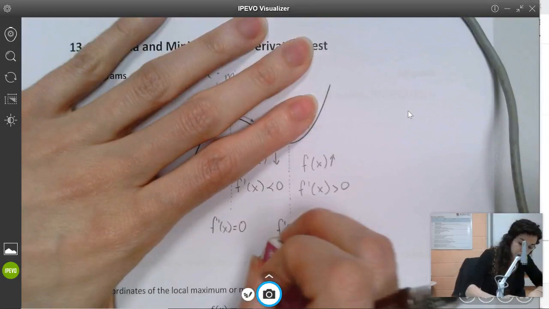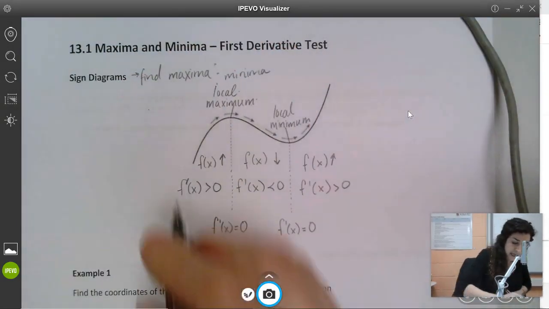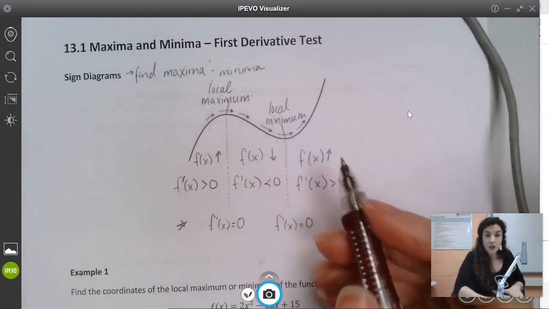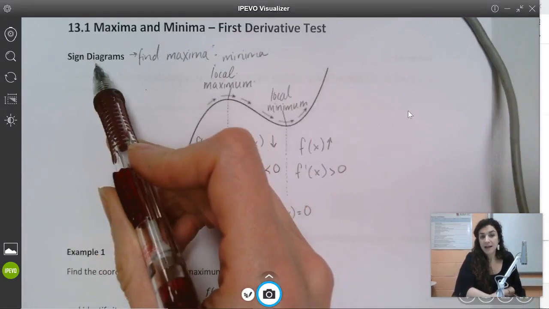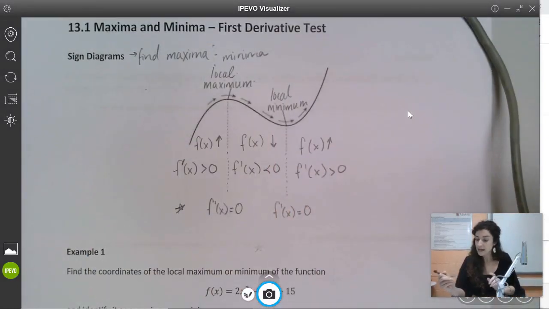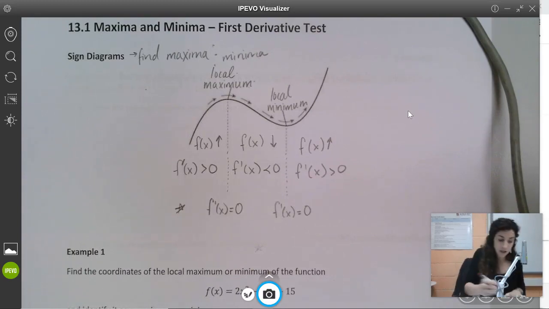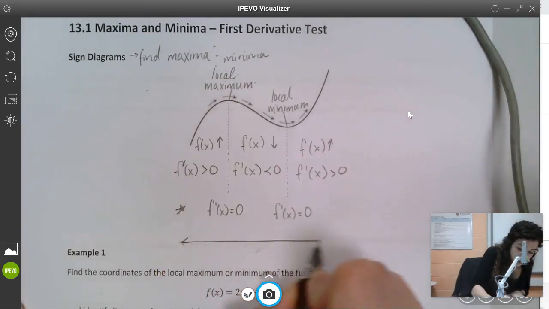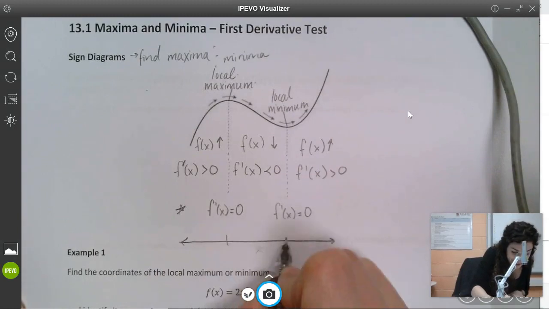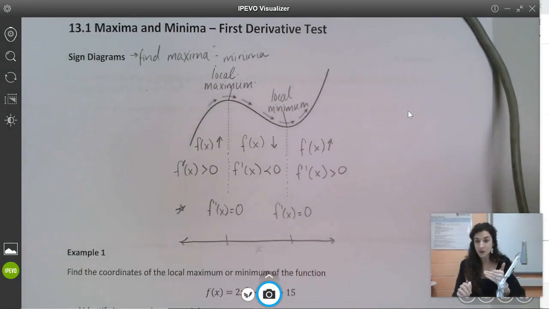So, taking all of this and turning it into a sign diagram. A sign diagram is pretty much a number line, first of all. It's a number line that goes horizontal. Specifically, it's the number line that is your x-axis.